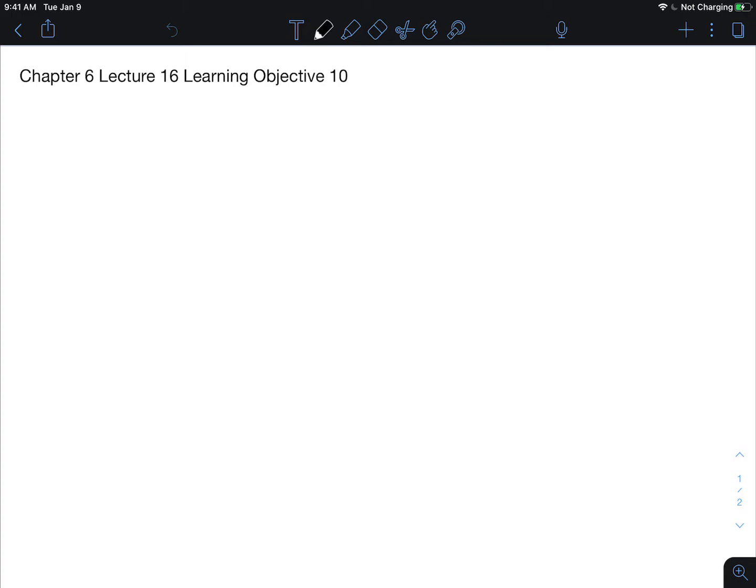Hello, hello. We are looking at Lecture 16, Learning Objective 10. We're going to be drawing orbital diagrams and electron diagrams in this part. So I'm very excited to talk about electron configurations and orbital diagrams. So let's start with our electron configurations.